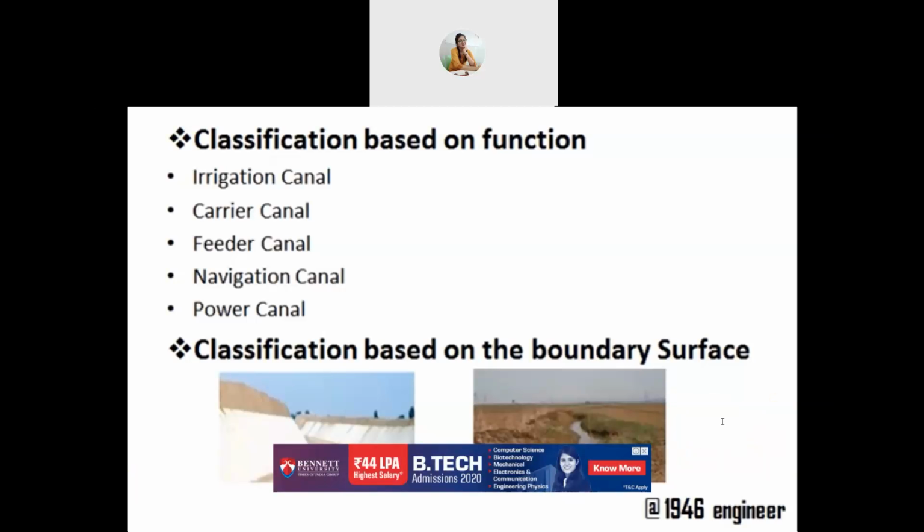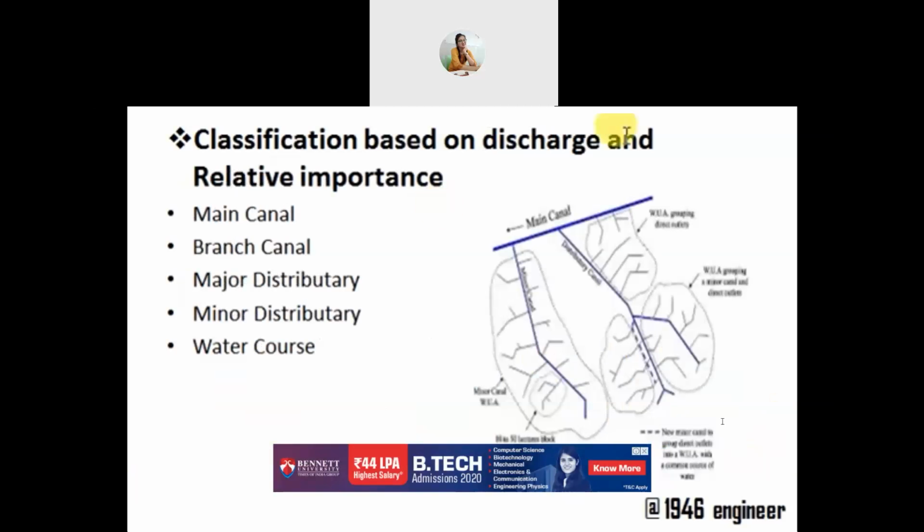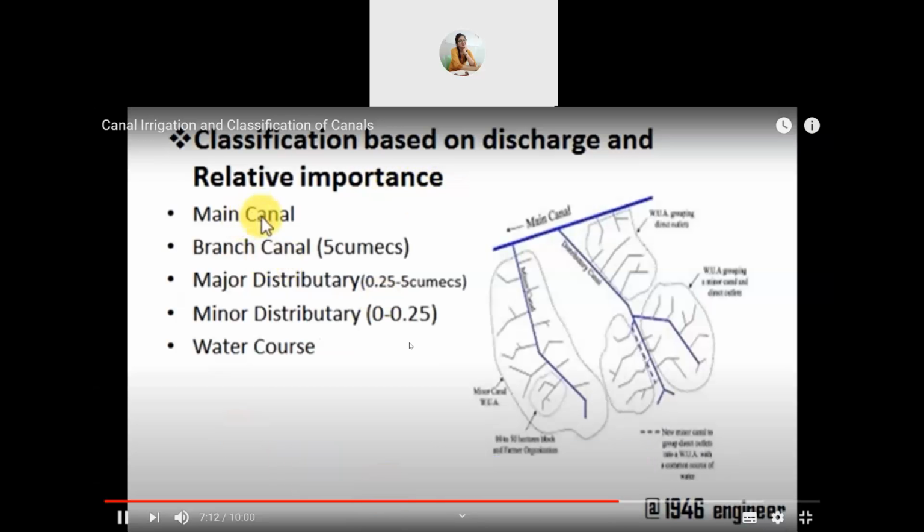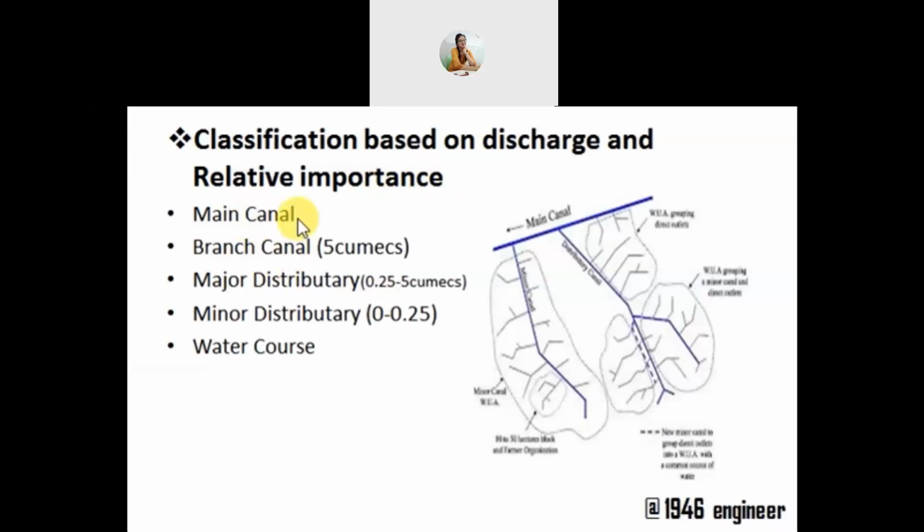And next, we have classification based on the discharge and relative importance. See, a single canal cannot irrigate the entire country. So we need to have sub-branches depending upon its discharge. So the canals are classified based on discharge. We have here main canal, branch canal, major distributary, minor distributary, and we have water course.